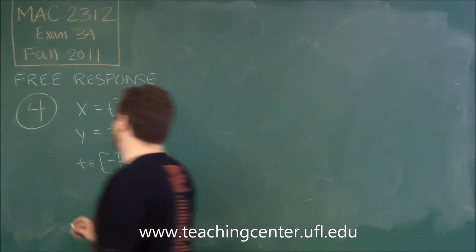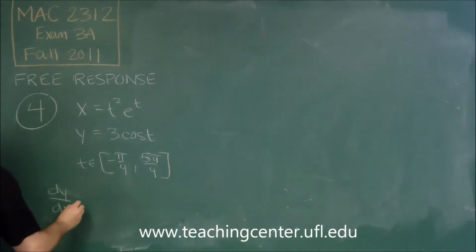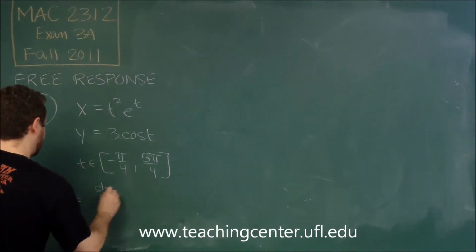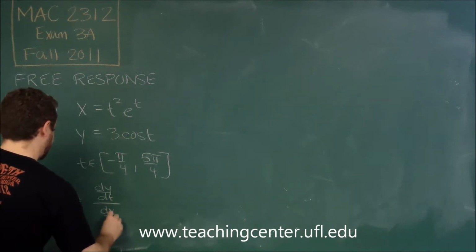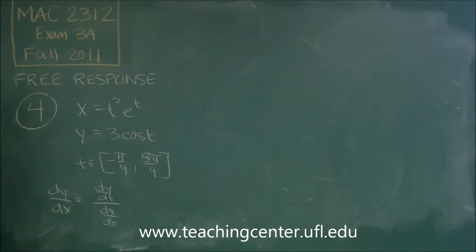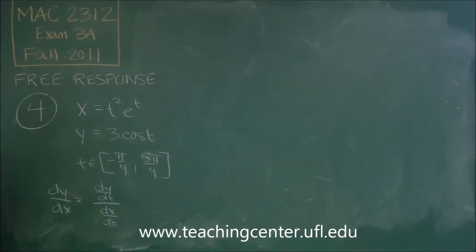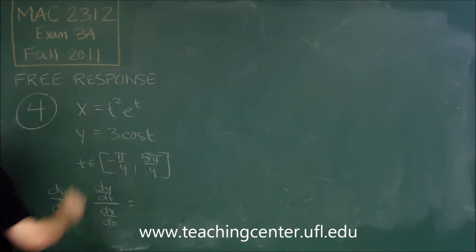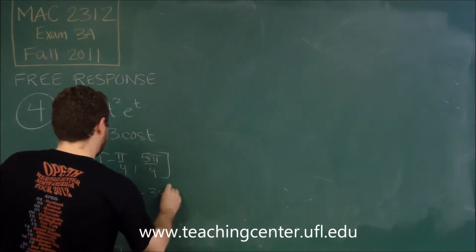So remember, the tangent line is given by dy dx, which in our parametric form here is going to instead be dy dt over dx dt. So we have x of t and we have y of t, so that should be pretty simple. So let's do the derivative of dy dt. That's just the derivative of this. 3 cosine t, the derivative of that would be negative 3 sine t.